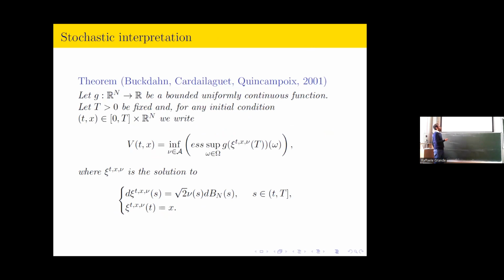There is also another approach that sees this problem as a problem of reachability in a stochastic setting. So we can consider g, which goes from R^n to R, a bounded uniformly continuous function. Then we can take T strictly bigger than 0 fixed, and then we can define the following function V(t,x). That is considered as an infimum over a class of functions, which are projection matrices, roughly speaking, with the following stochastic dynamic. Here, B_n represents the n-dimensional Brownian motion.